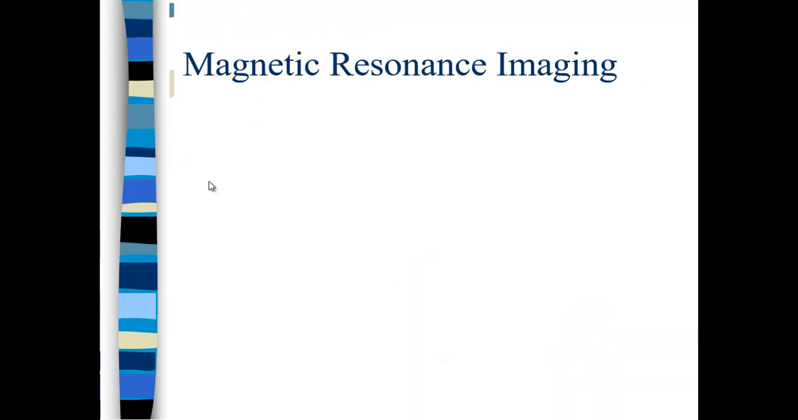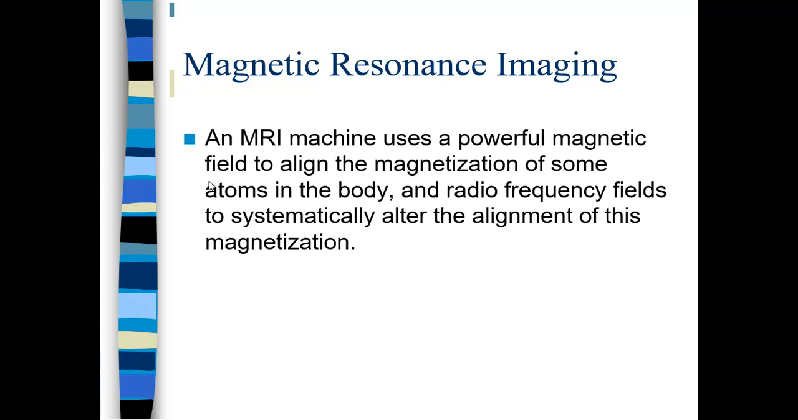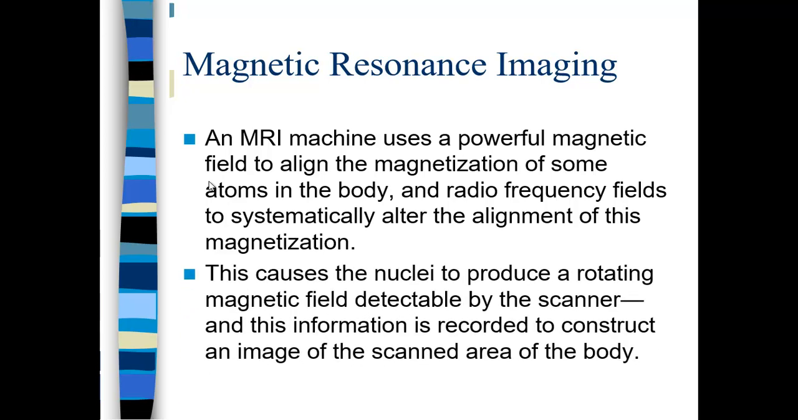Okay. Another type of imaging equipment is magnetic resonance imaging. This uses a very powerful magnet, and it allows some of the atoms in the body, when you have an MRI machine, to magnetize. And by magnetizing, that will cause alignment to the magnetization, and then you'll get an image. So each nucleus creates a rotating magnetic field.